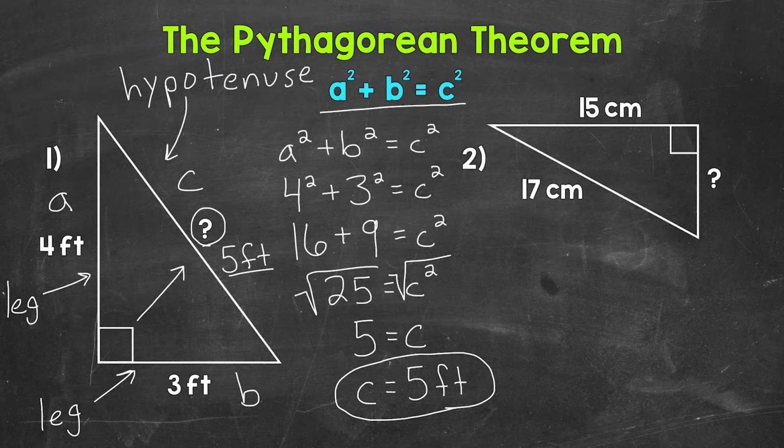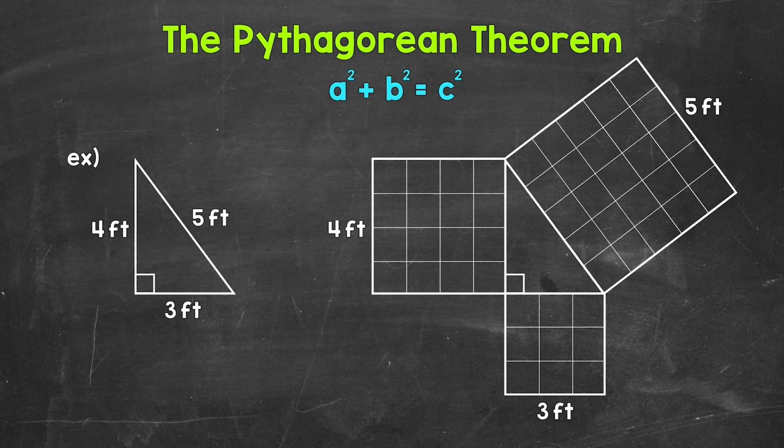Now let's take a look at a visual representation of number 1 and the Pythagorean theorem. This is going to help us better understand the Pythagorean theorem. For number 1, we had a right triangle with legs that measured 4 feet and 3 feet. The hypotenuse measured 5 feet. So here is that right triangle. Let's find A, B, and C. We will start with the legs.